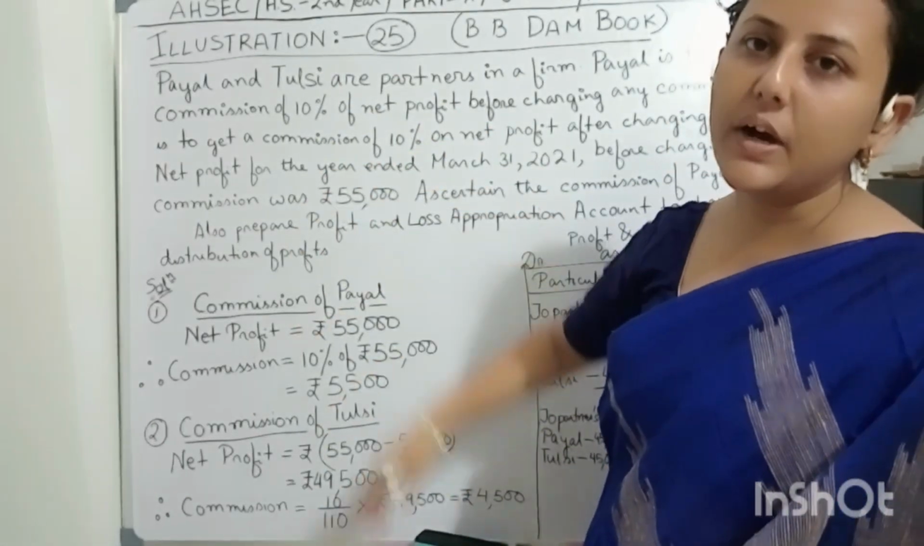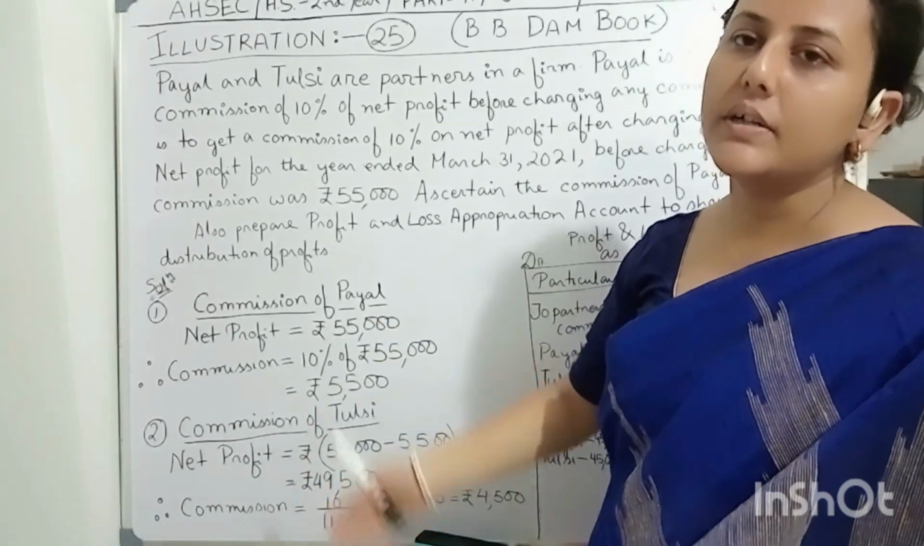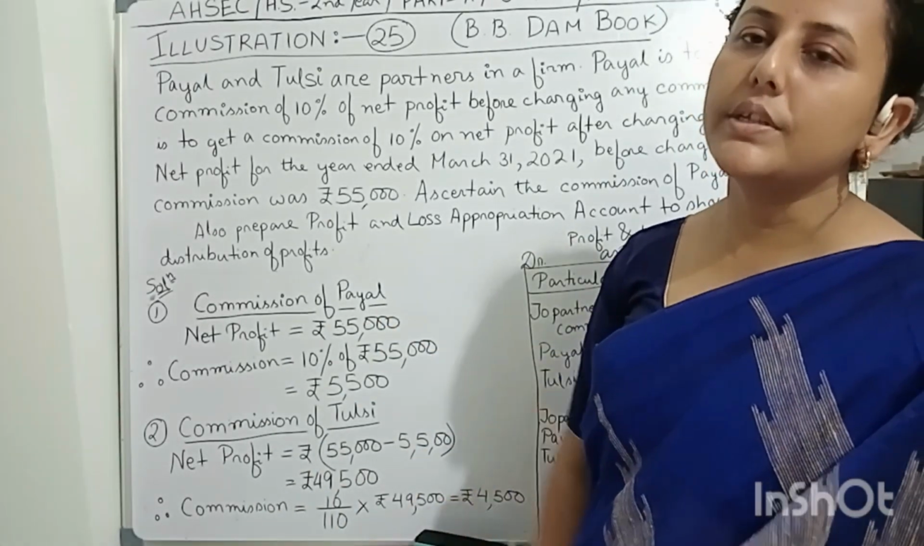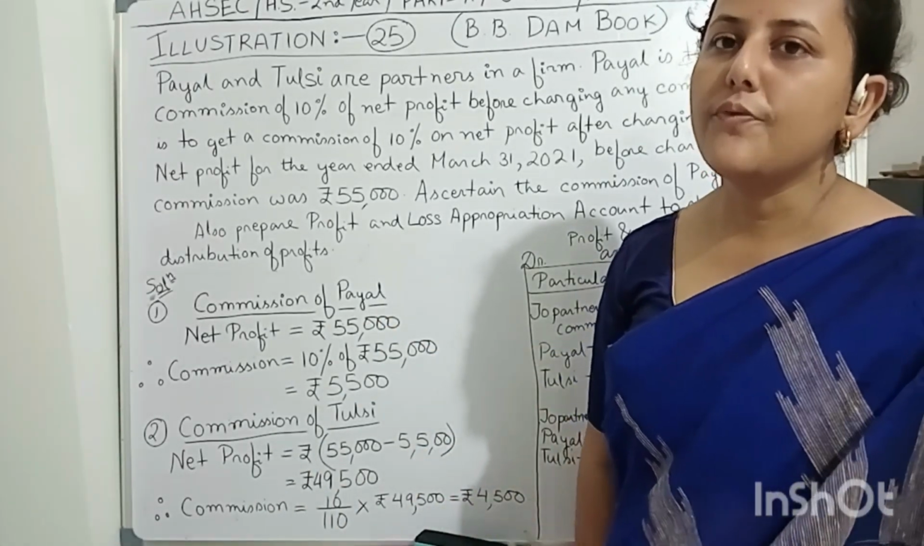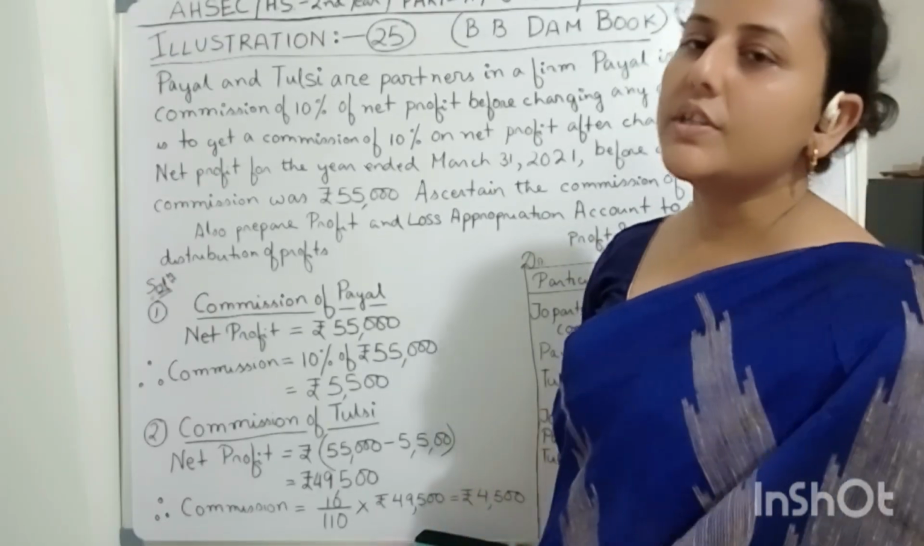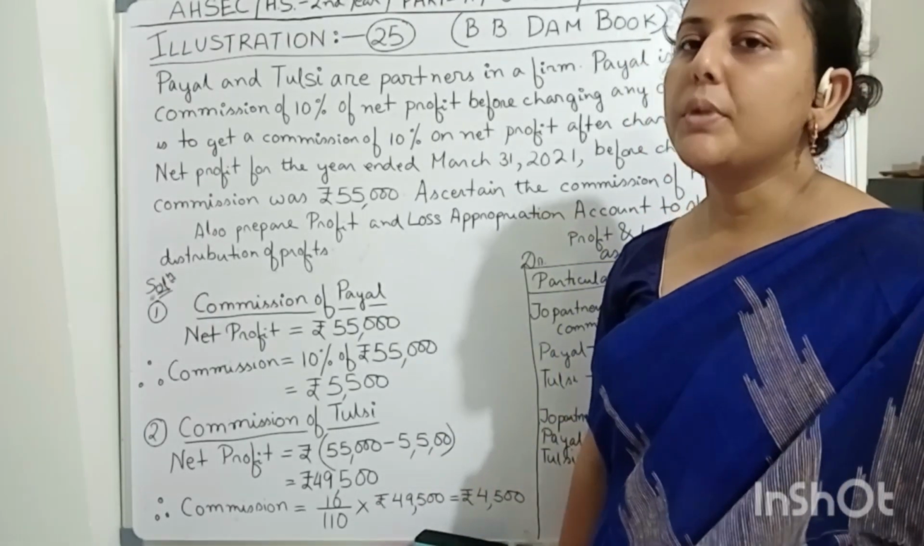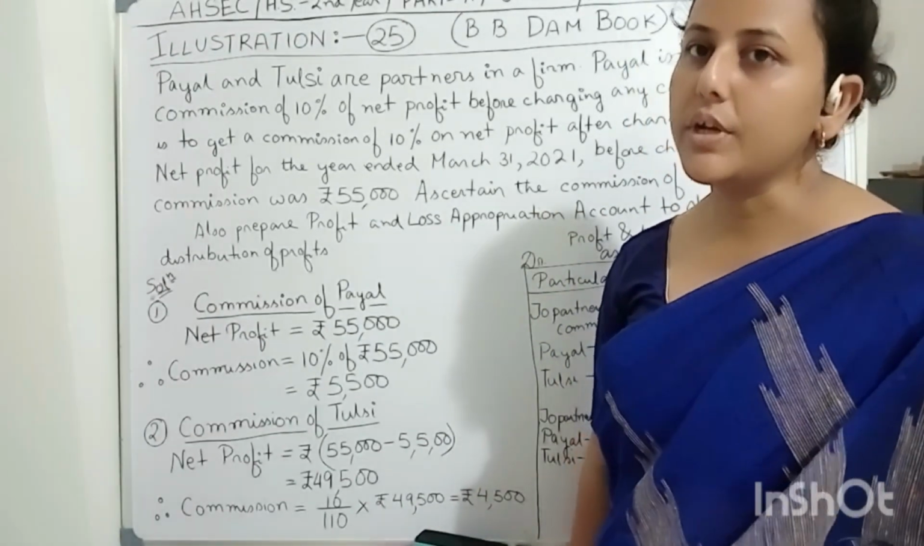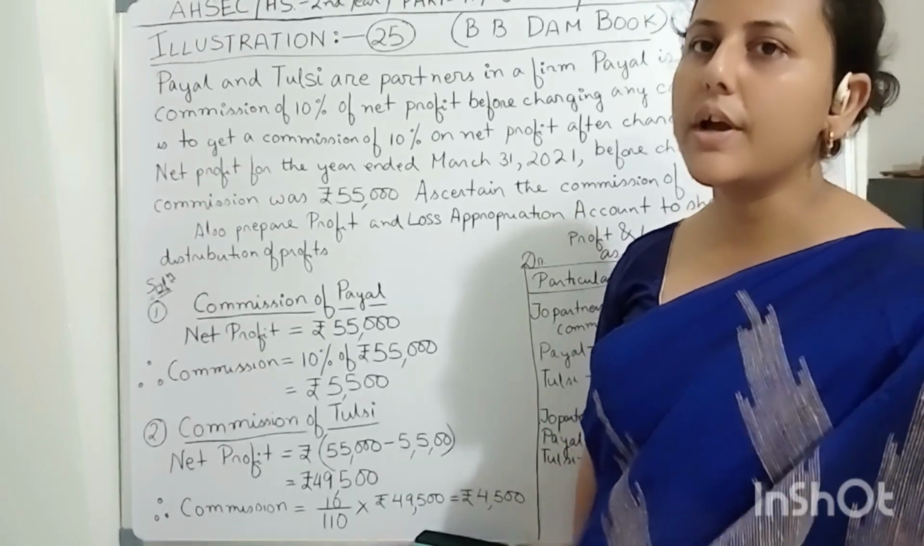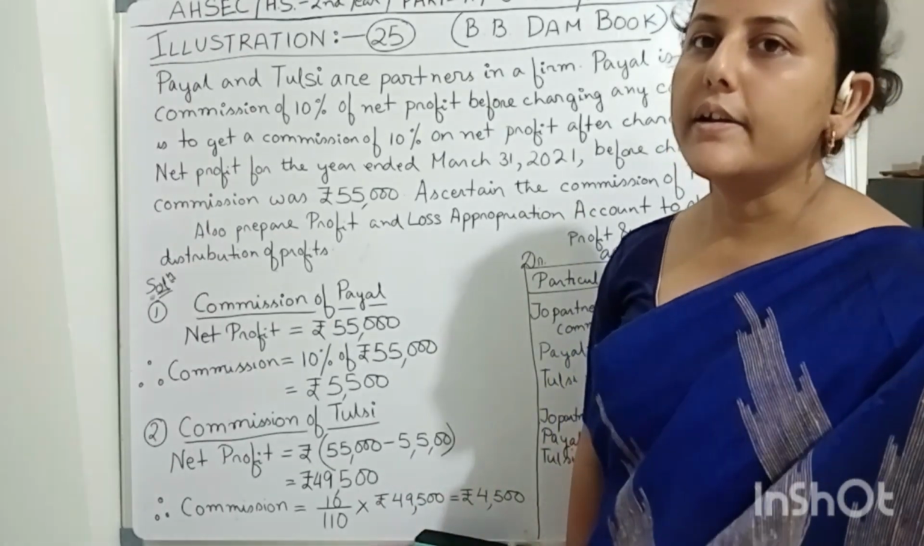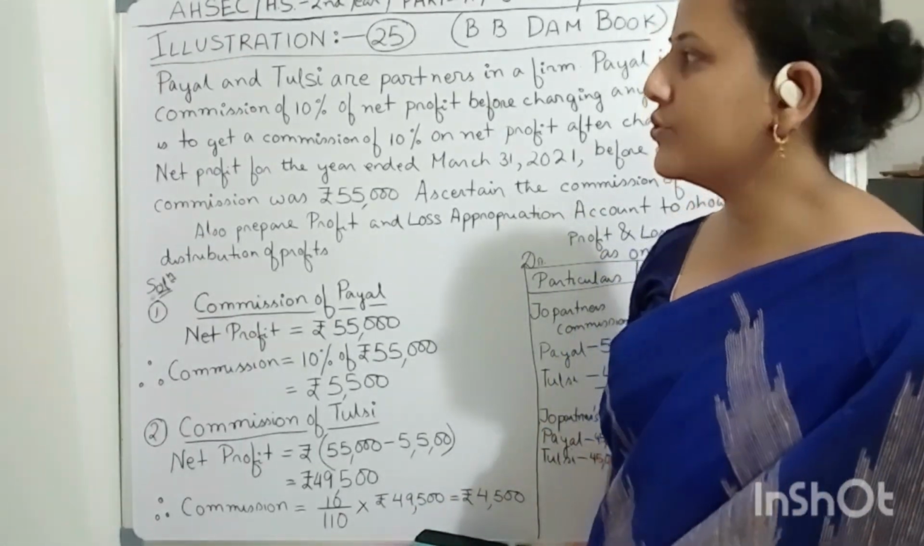After charging commission to the first party, the second party's commission will be calculated on the basis of the formula: net profit into rate divided by 100 plus rate. That was the formula. I have discussed it in my earlier classes. You can check out my videos.